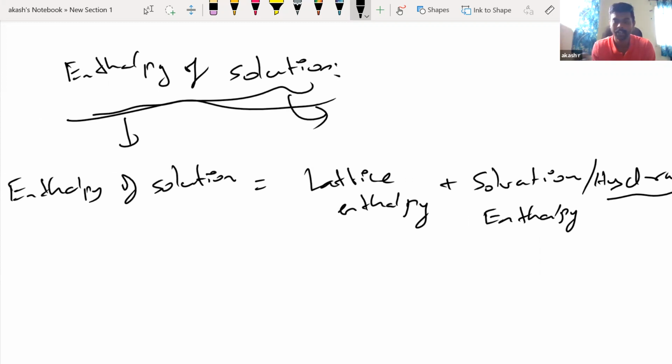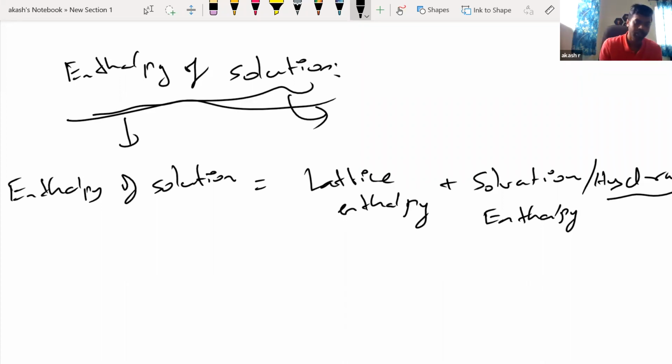Very simple, right? Whenever you add some sugar into water, there is some amount of energy change happening there. That enthalpy change, the energy change occurring in that particular process, is what is called the enthalpy of solution. It is the enthalpy change in the process of making a solution.